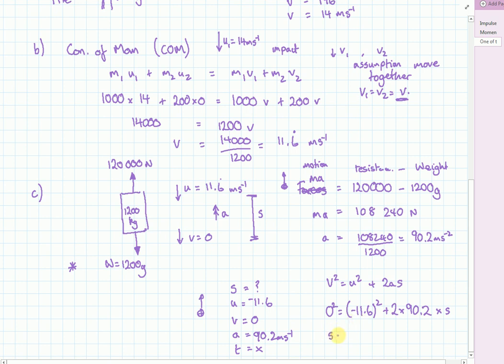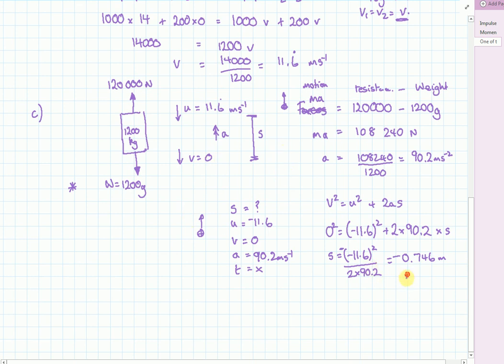Rearrange all of this, and the displacement in the positive direction is going to be 11.6 squared divided by 2 times 90.2, and this will give me my displacement, and this is negative. So 11.6 all squared divided by 90.2, divided by 2 again, and that gives me minus 0.746 meters in the positive direction. Positive we said was up, so it actually drives 0.746 meters down into the dirt.